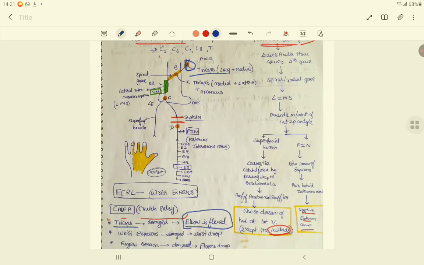Next, the extensor carpi radialis longus is getting affected. I told you that extensor carpi radialis longus is a wrist extensor. So when that extensor is not there, there will be a drop in the wrist. So there will be a wrist drop, as simple as it is.